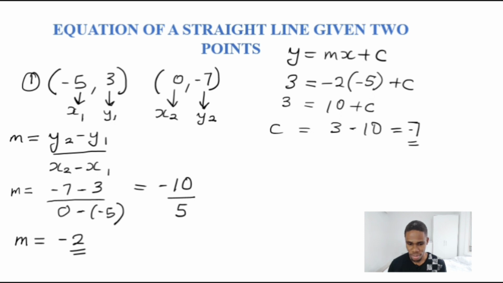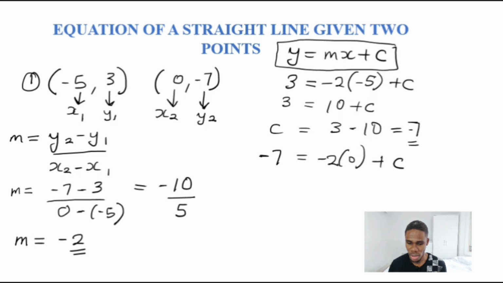Also, inserting 0 and -7 gives us -7 equals our gradient, which is -2. So we insert into this same formula. So -7 equals -2, then the x-coordinate is 0 plus our c. So -7 equals -2 times 0 is 0 plus c. So we have c to be -7. It gives you the same answer because you found the slope for those 2 points.